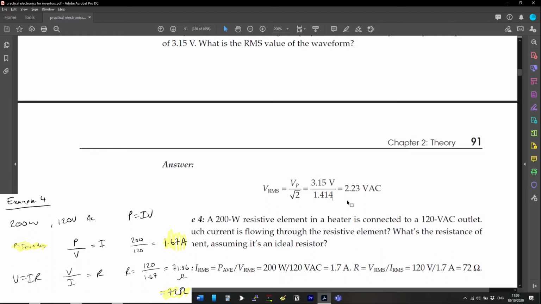And so we already have V and we already have I. So V divided by I, and that would give us the resistance. That means the resistance is equal to 120 volts divided by 1.67 amps. And so we get a resistance of 7.186 ohms.